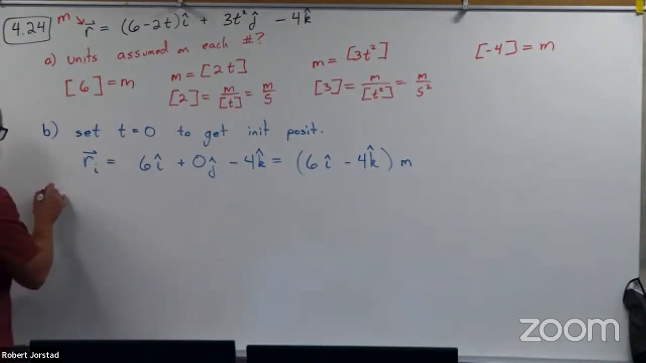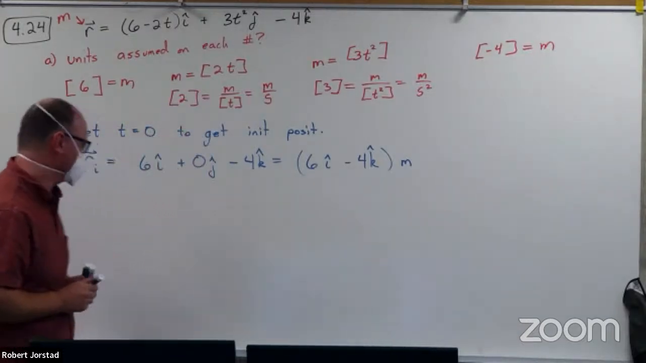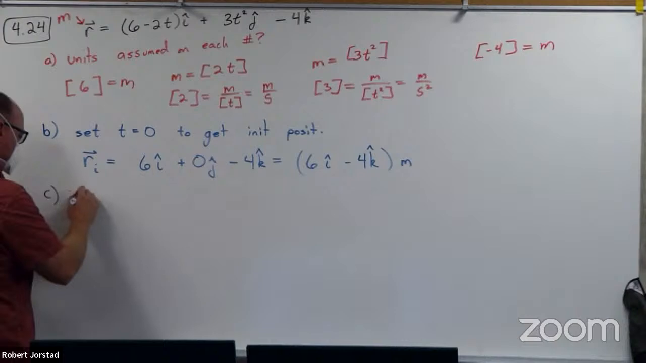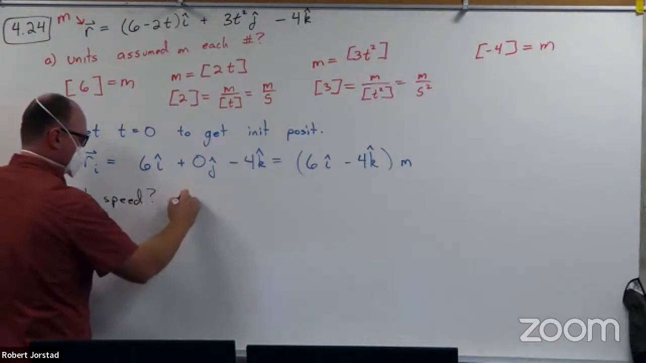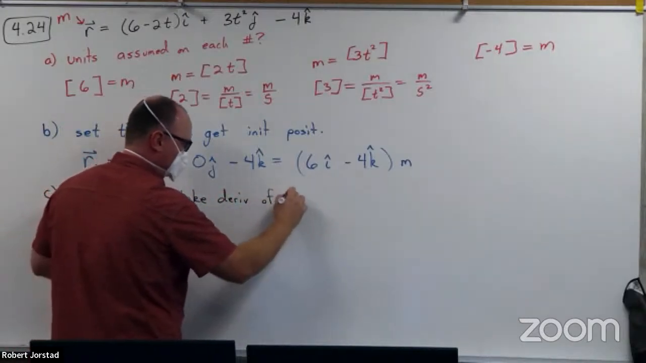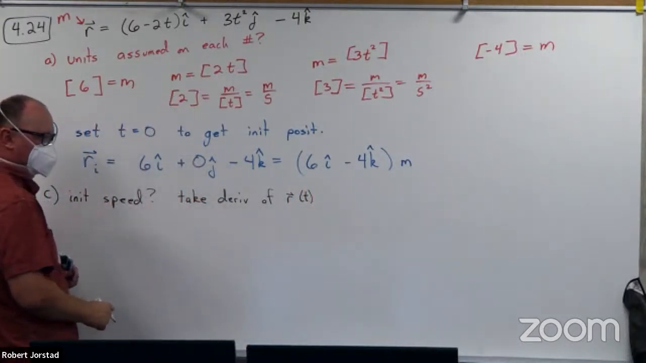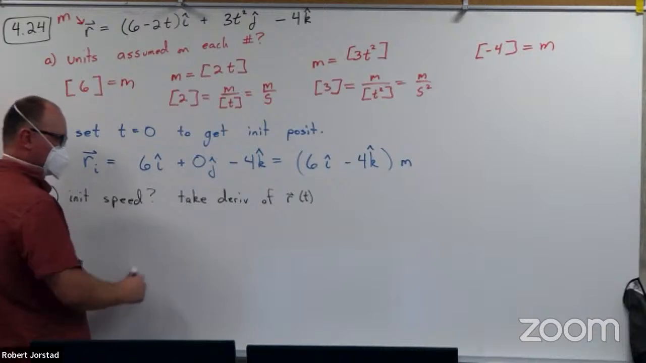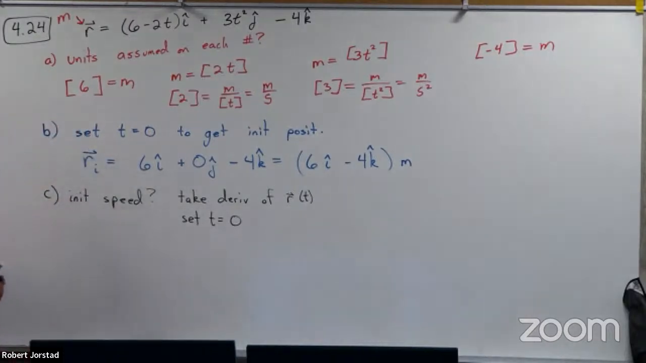Okay. Part C, what are we supposed to do? Find the initial speed. Any ideas? We're going to take the derivative of R of t, then set t equals 0. All right. So let's, is that it? Are we good? Should we start? I think that's it. What's the derivative?